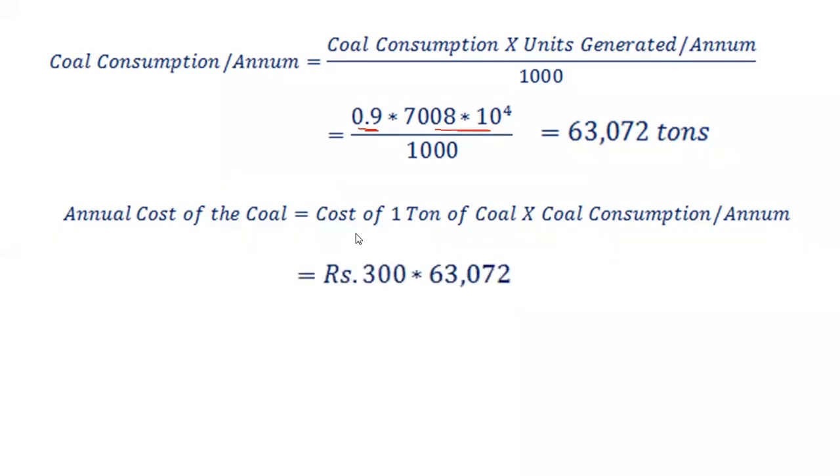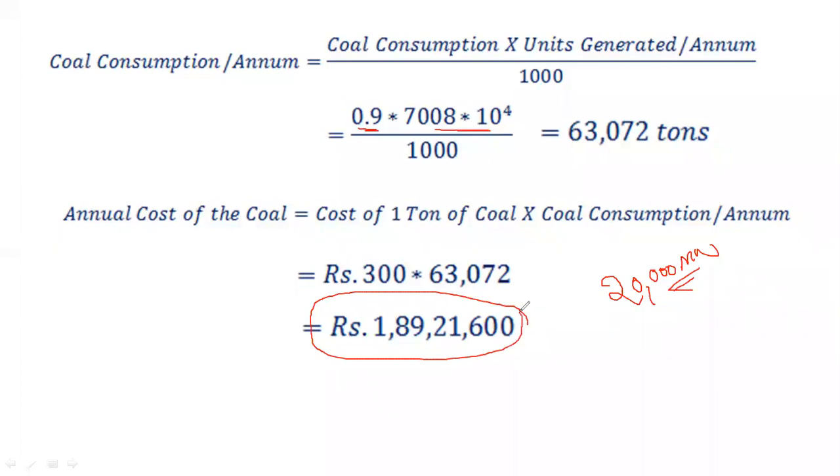That is rupees 300 into 63,072. The final cost is 1 crore 89 lakhs 21,600 rupees. We want to generate 20,000 megawatt power per day. The annual fuel cost that we are spending is 1 crore 89 lakhs 21,600.